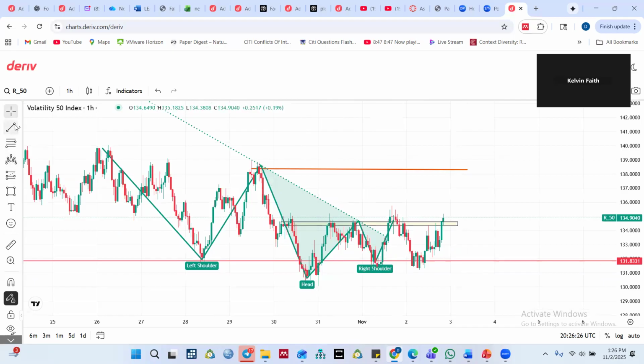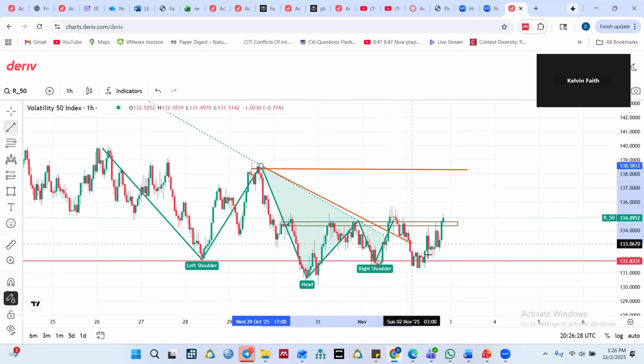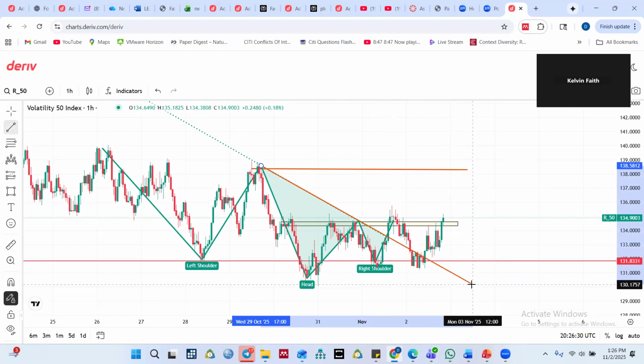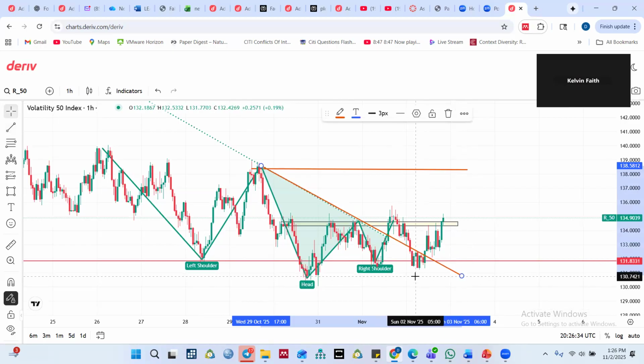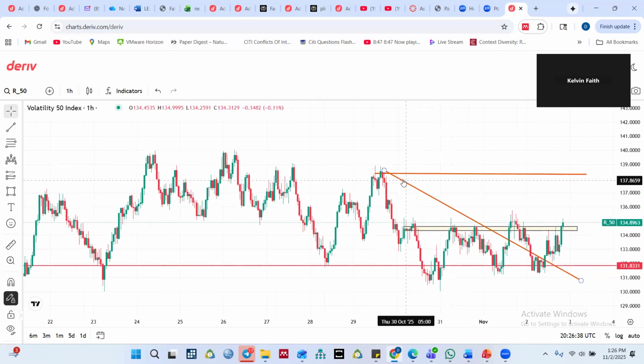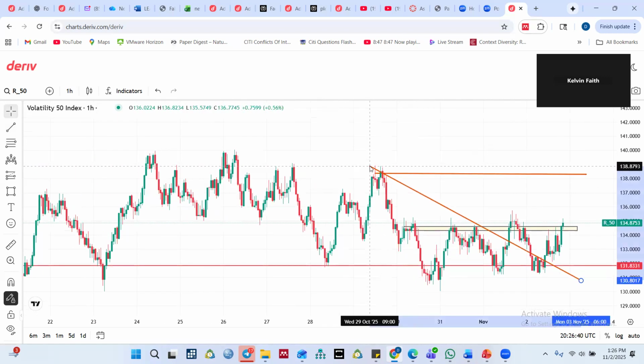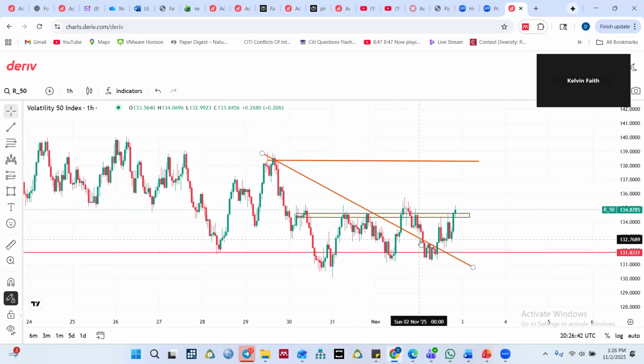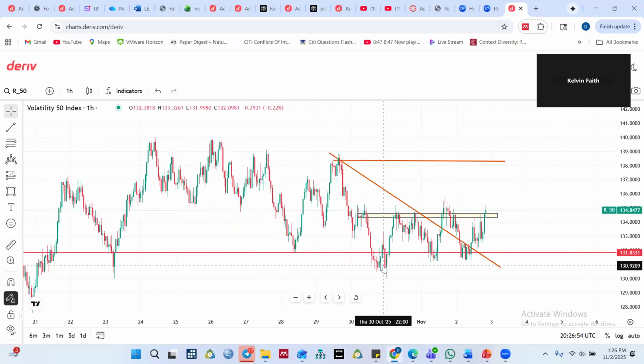So let me use a line to draw this neck. In yesterday's live analysis, I told you guys that we need price to be below this trend line in order for price to sell. As long as it stays above, we should be looking for buys. So that is one aspect.